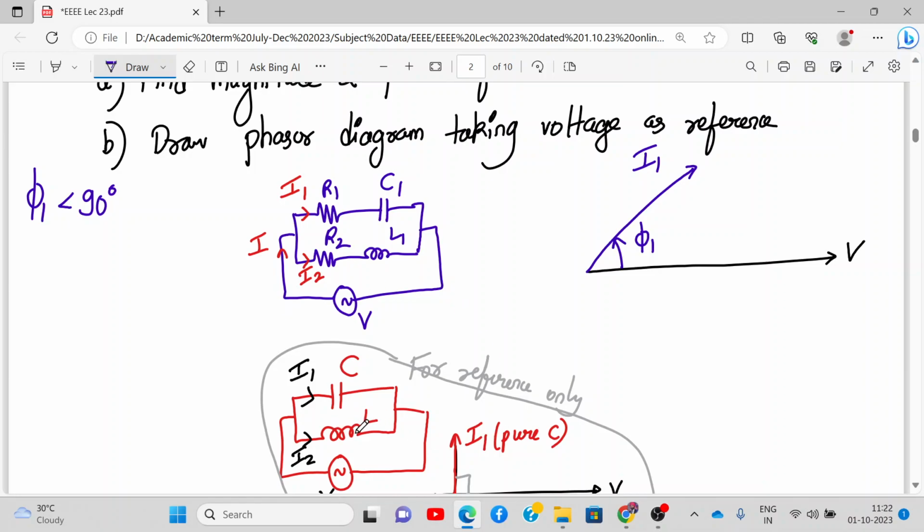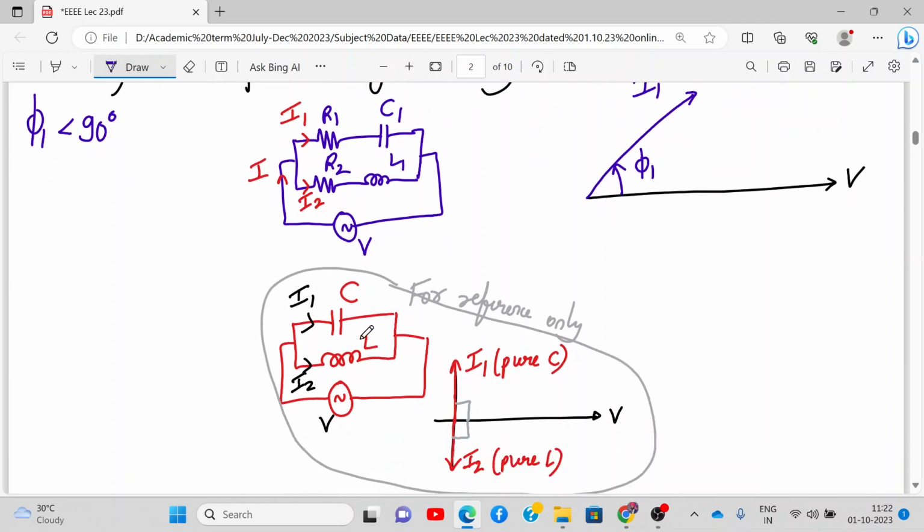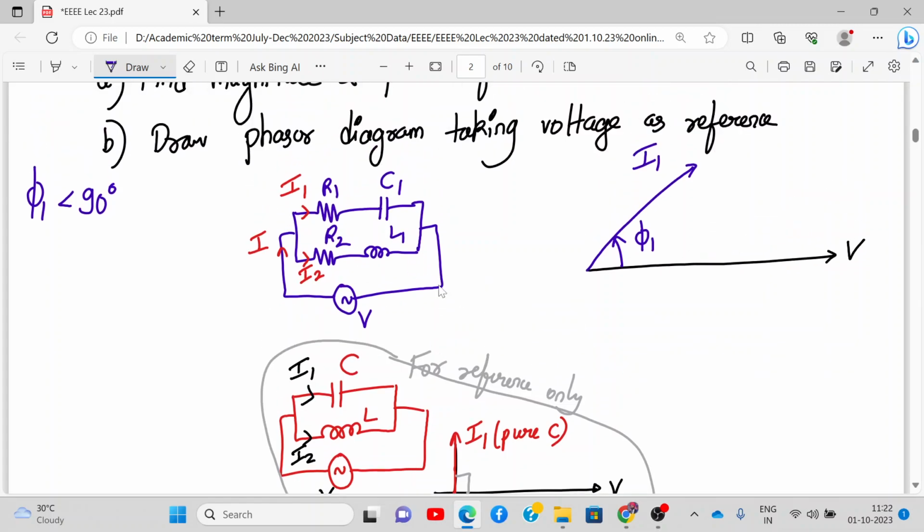For RL circuit, it will be lagging behind. For inductor, it will be lagging behind by exactly 90 degree. But if a resistor is connected, it will be lagging behind by a phase angle of phi 2, let's say. So here I will draw current I2, and this will be my phase angle phi 2, where phi 2 is also less than 90 degree. Okay, why not exactly 90 degree? Because R is present in series with it. Okay, have you understood?